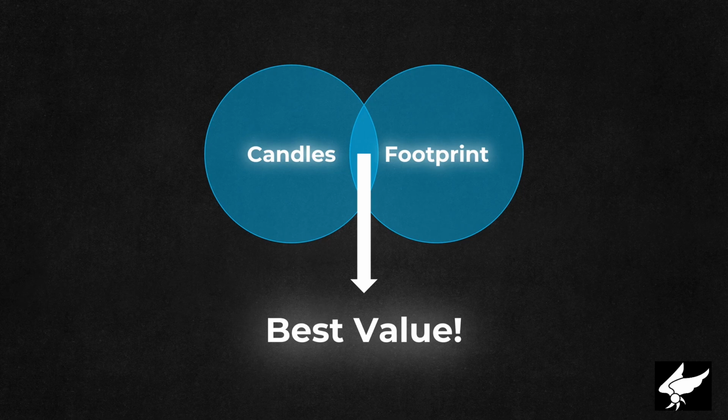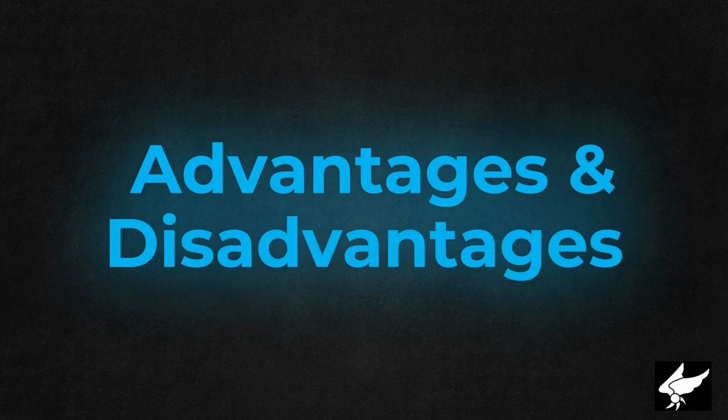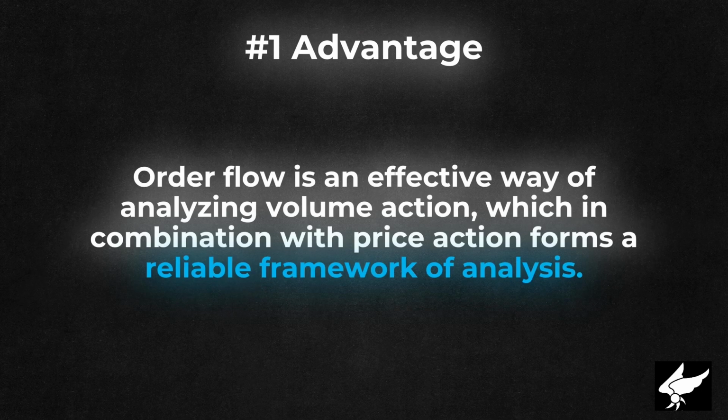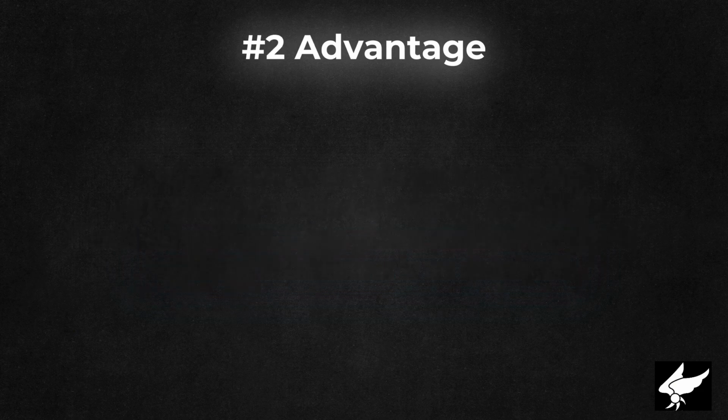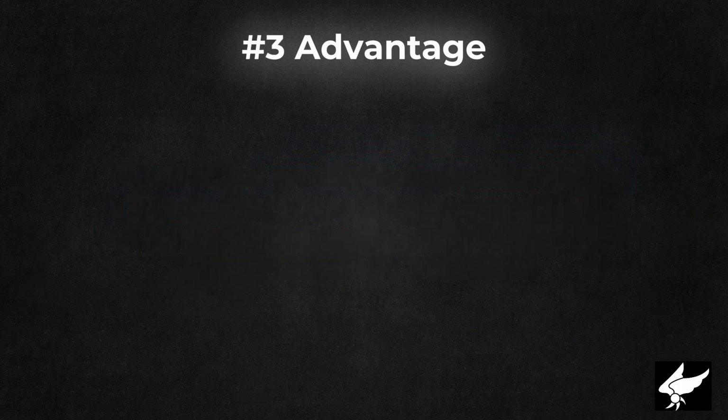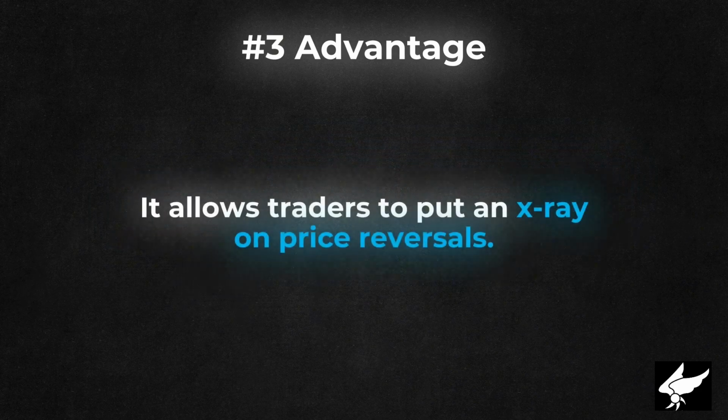We can go a lot deeper into order flow analysis, but this serves as an introduction. Let's now move on to the advantages and disadvantages of using order flow, starting with the advantages. Number 1. Order flow is an effective way of analyzing volume action, which in combination with price action forms a reliable framework of analysis. 2. It provides multiple ways of seeing market information in ways that might not be obvious by looking at price action in isolation. 3. It allows traders to put an X-ray on price reversals.